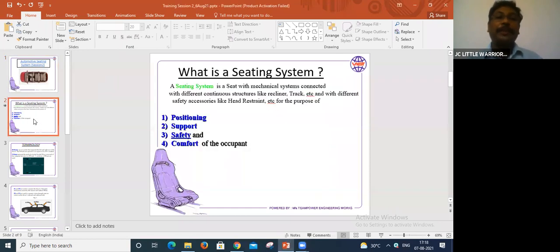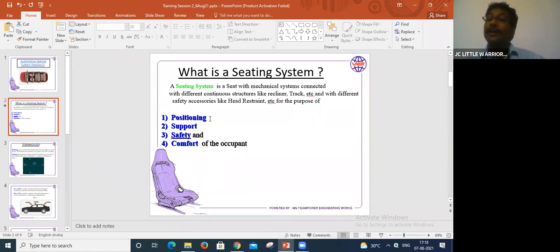So, what is a seating system? As per our last class, what we realized is that a seat contains all these features. A seat is something which positions the occupant. The occupant will be positioned in the car, and it is going to support you. You can see the points here, and safety. It provides safety because it has safety features.